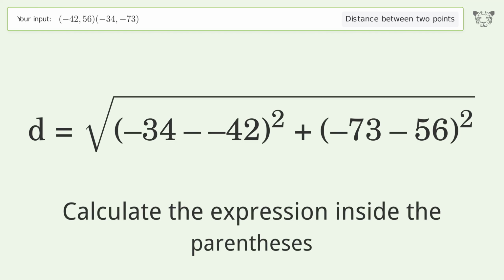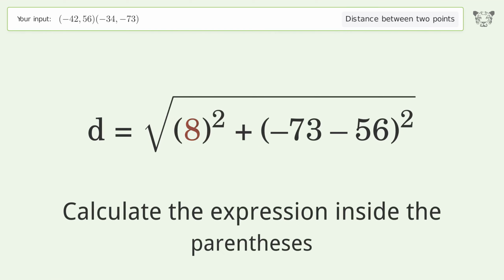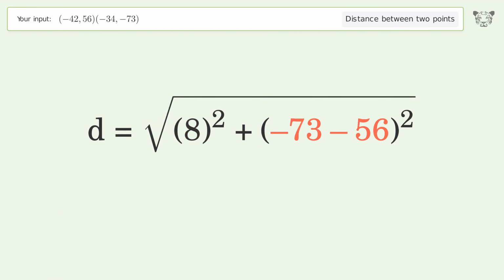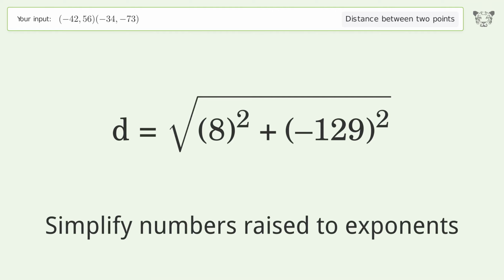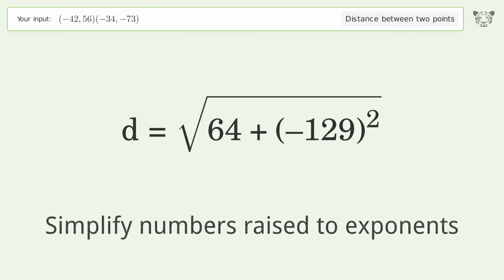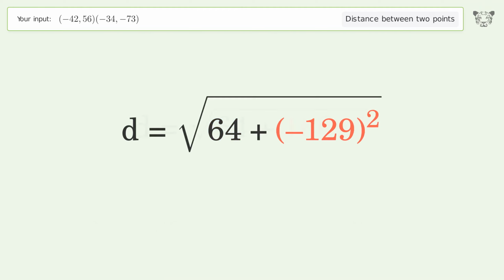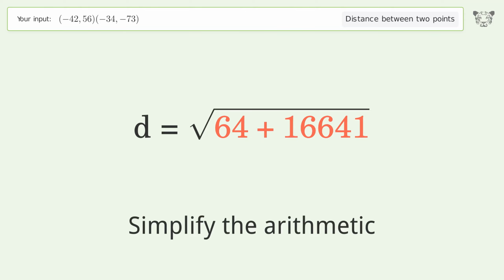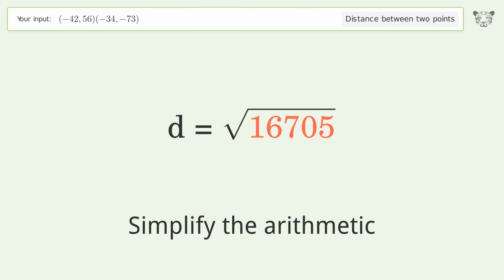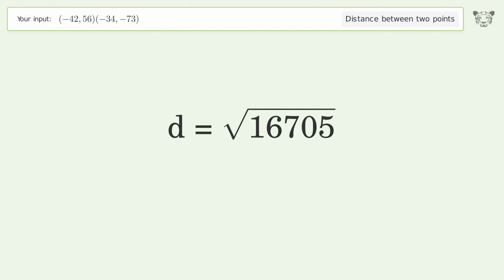Calculate the expression inside the parentheses. Simplify numbers raised to exponents. Simplify the arithmetic. And so the distance between the 2 points is the square root of 16,705 or 129.248.